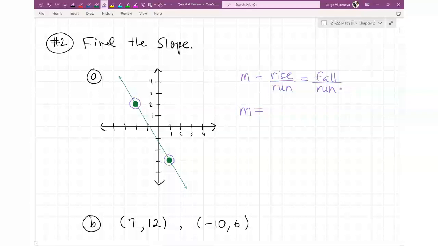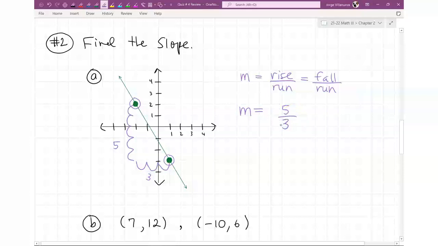I got to go down, right? So how many times am I going to go down? Let's see. 1, 2, 3, 4, 5 different times. Now, how many times do I have to go to the right? 1, 2, 3. So my slope is 5/3, right?